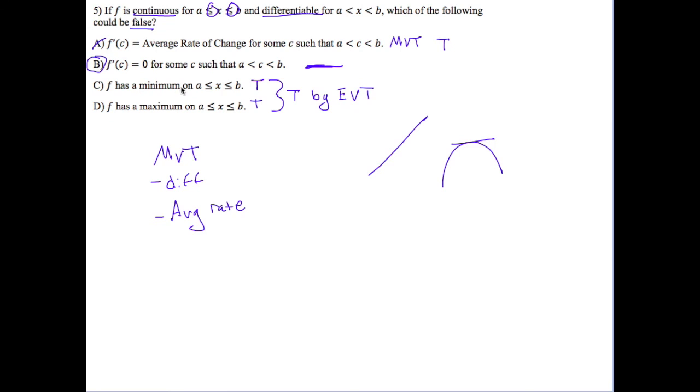It just says it has a minimum. We don't know where it is exactly. It just guarantees that there is a minimum. It guarantees that there is a maximum at least once. It could be twice. It could be anywhere on there. It could be 1,000 times. I don't know. Well, that doesn't actually make sense, but it's guaranteed at least once. So it can't be C and it can't be D. That concludes all of this self-check 1.4.